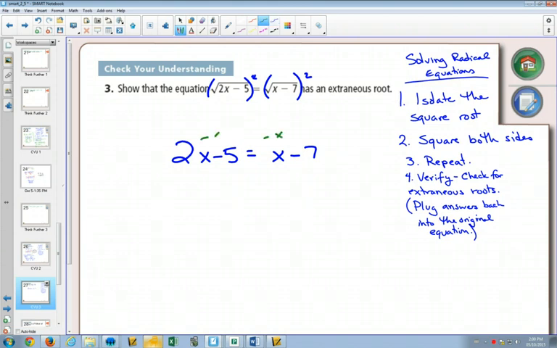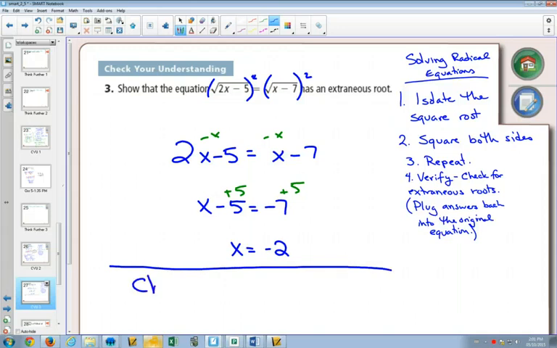Subtract x on both sides. X minus 5 equals negative 7. Add 5 to both sides. And we get x equals negative 2.